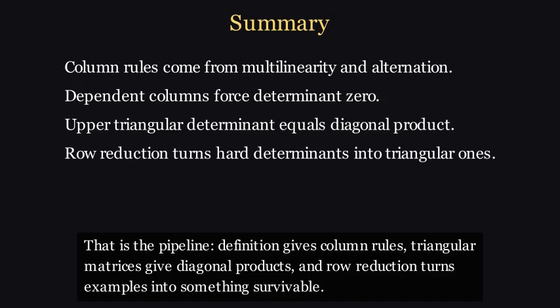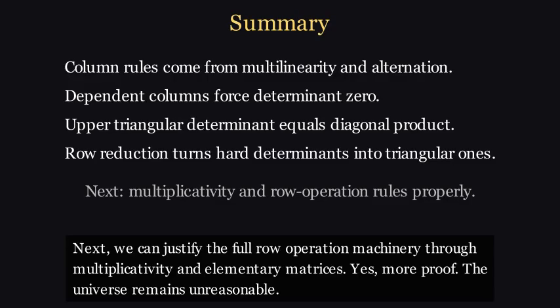That is the pipeline. Definition gives column rules. Triangular matrices give diagonal products. And row reduction turns examples into something survivable. Next, we can justify the full row operation machinery through multiplicativity and elementary matrices. Yes, more proof. The universe remains unreasonable.